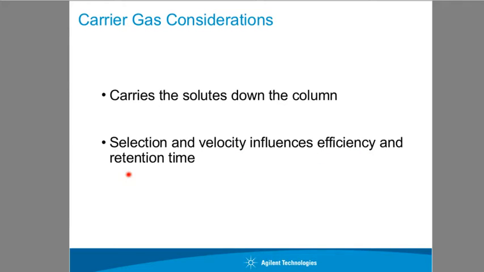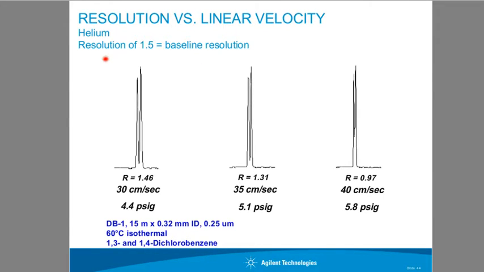And obviously, as well as our retention time, the faster the flow goes through the column, the faster your analytes are going to go through there. But in doing so, we also can lose resolution and things like that. And as you can see here, this is using helium.